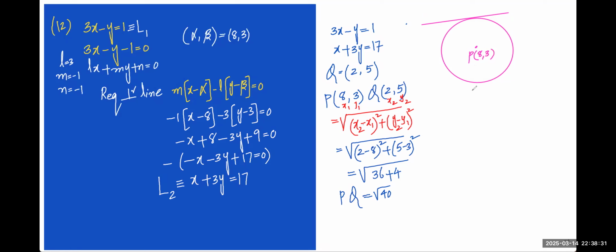Equation of circle with center (h, k): (x minus h) whole square plus (y minus k) whole square is equal to radius square. Suppose somewhere here Q is available. That distance, if you calculate, becomes the radius, which is given already, root 40. And considering this one is h and this one is k, you can get the equation of the circle.